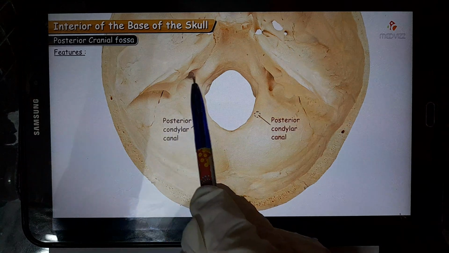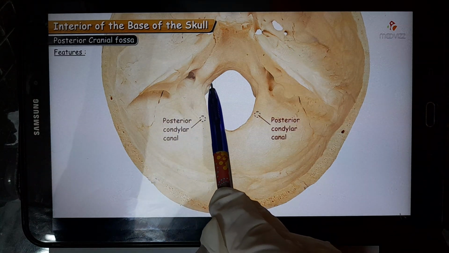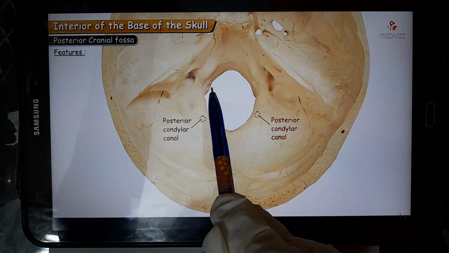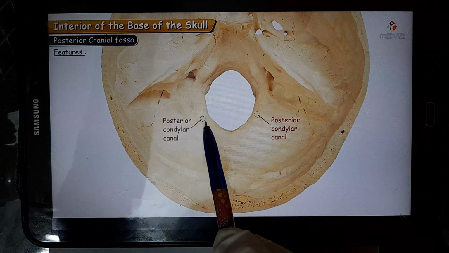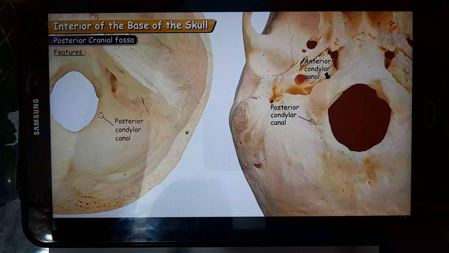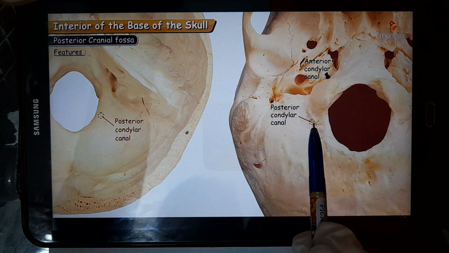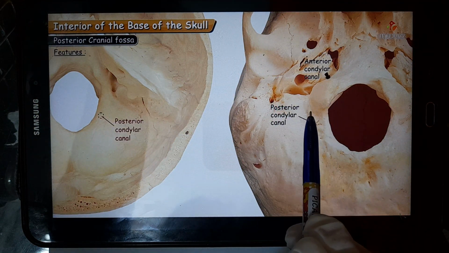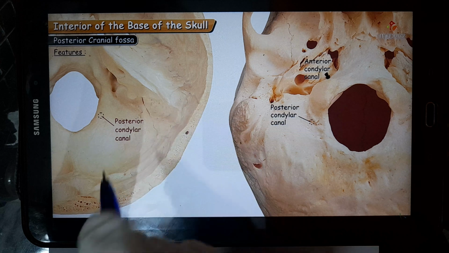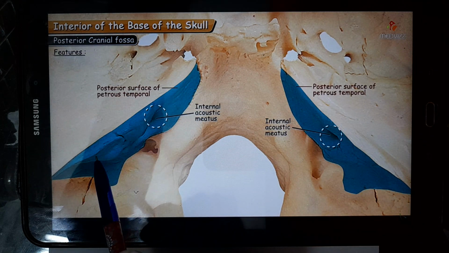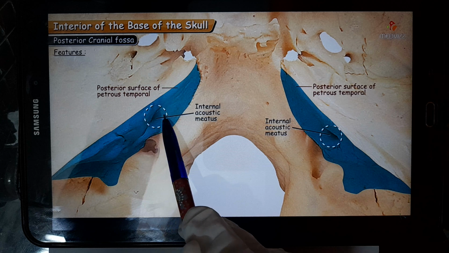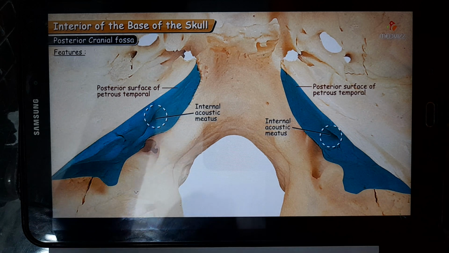So the jugular foramen, just a little bit posterolateral to it the anterior condylar canal, and just a little bit posterior to it, the posterior condylar canal. You can clearly see the anterior and posterior condylar canal if we look from the base of the skull by flipping it. Now just on the posterior surface of the petrous temporal bone, we have this internal acoustic meatus.